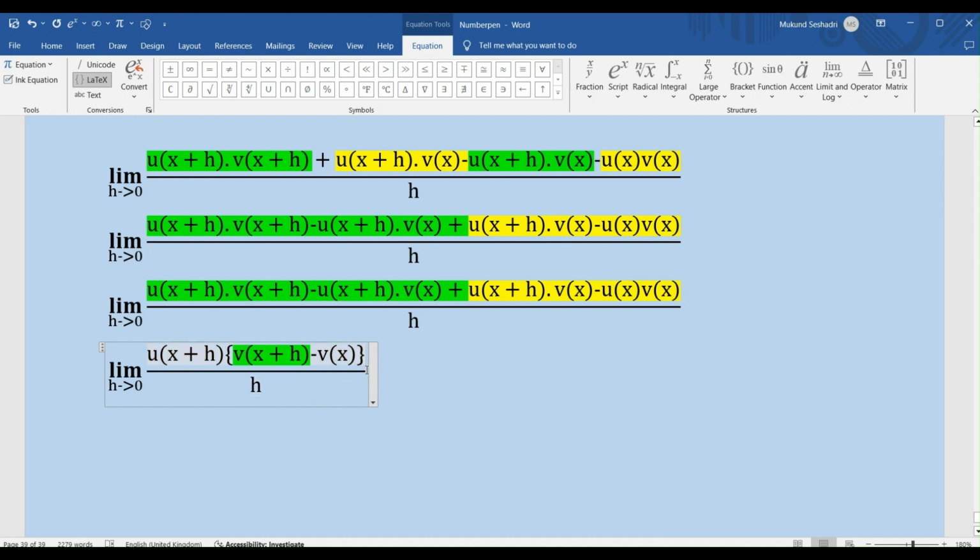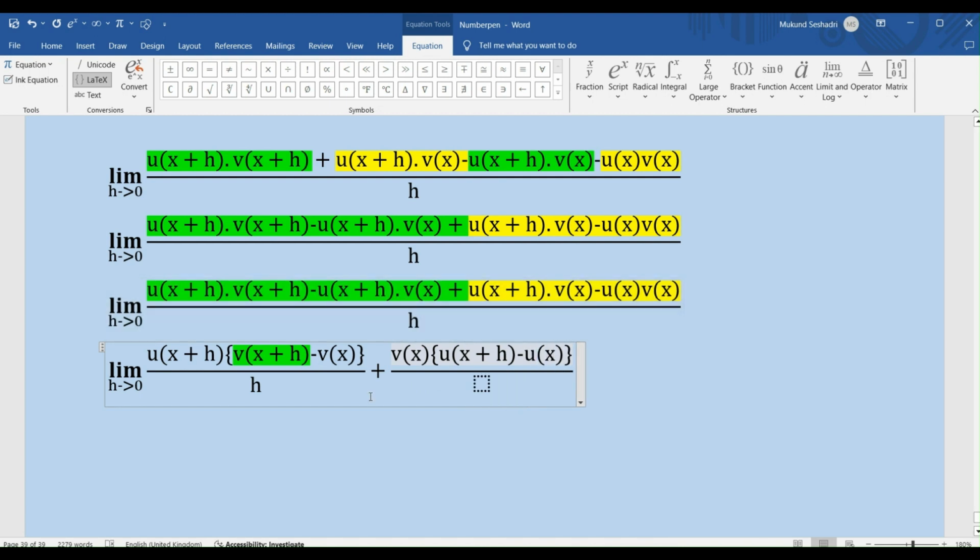And then I move to the yellow part. I'm going to separate this, folks, right now. I have another common factor, which is v of x, right? So again, I pull out my v of x, right? Open my flower bracket, and then I have my u of x plus h minus u of x.